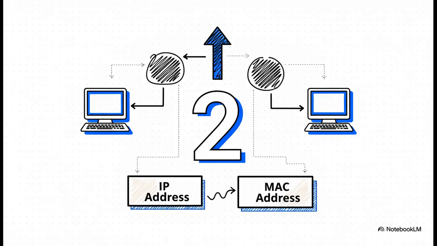But after all this talk of attacks and variations, let's bring it back to the core idea. At the end of the day, it all comes down to the number 2. ARP's one and only job is to solve the two-address problem. It is the essential bridge between the logical, changeable world of Layer 3 IP addresses and the physical, permanent world of Layer 2 MAC addresses. That's it. That's its whole job.